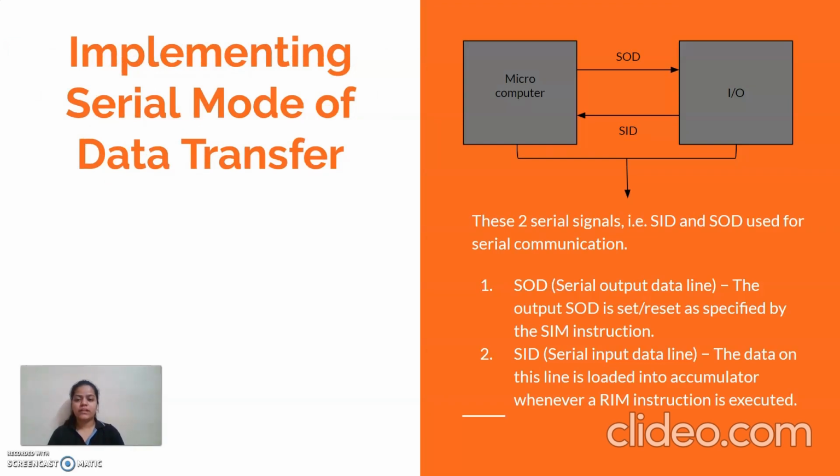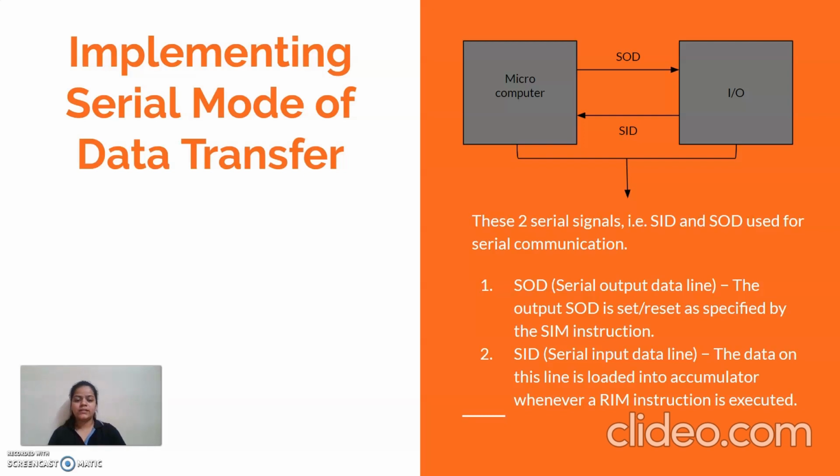Implementing serial mode of data transfer. Here, the microcomputer and input-output devices are connected using SOD and SID and a common ground line. These two serial signals, SID and SOD, are used for serial communication. SOD, serial output data line: the output of SOD is set or reset as specified by the SIM instruction. SID, serial input data line: the data on this line is loaded into the accumulator whenever a RIM instruction is executed.